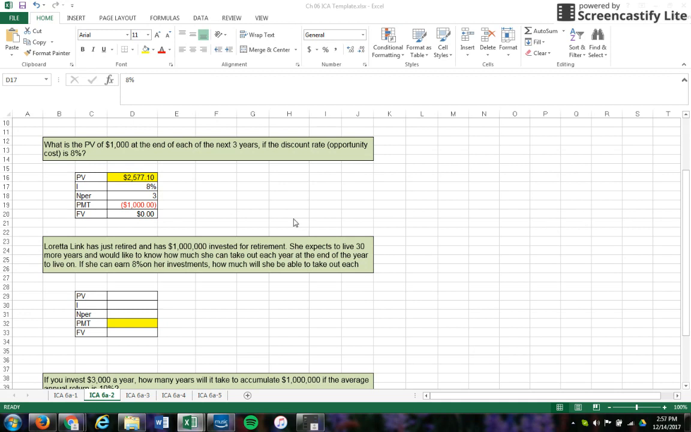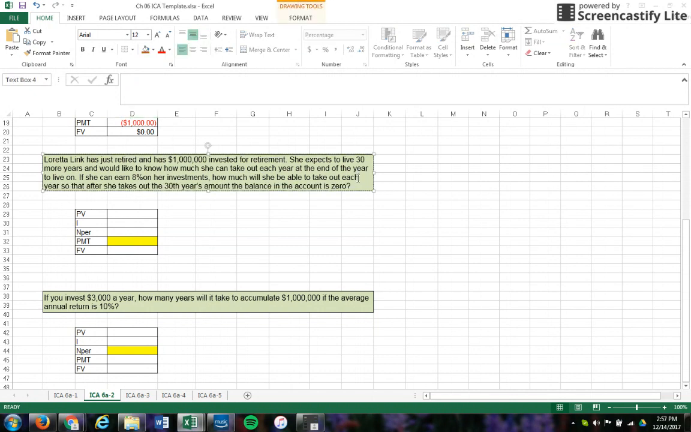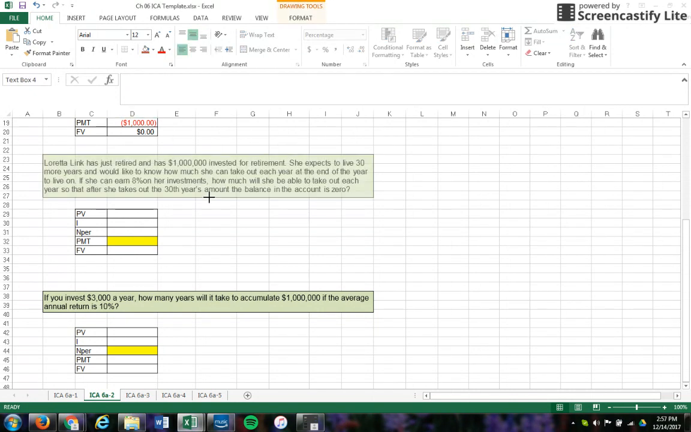Loretta Link has just retired and has $1 million invested for retirement. She's expected to live 30 more years, and would like to know how much she can take out each year at the end of the year to live on. If she can earn 8% on her investments, how much will she be able to take out each year? Sorry, this box is not completely big. So that after she takes out the 30th year's amount, the balance in the account is 0. That tells us right there we want our future value at the end of year 30 to be 0, to have nothing. And so we know we have 30 years.